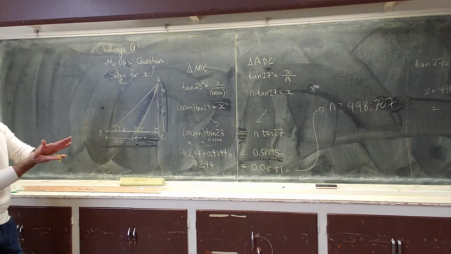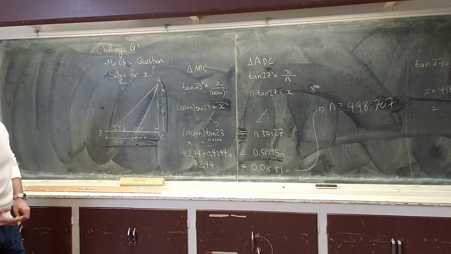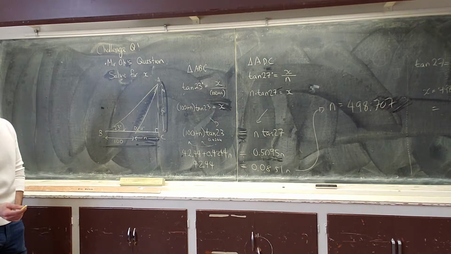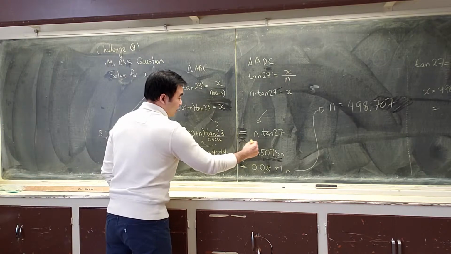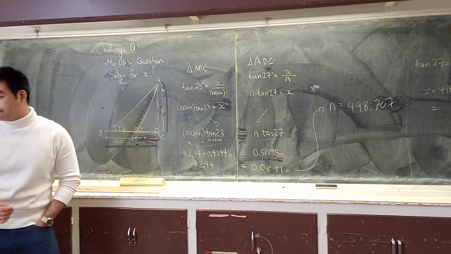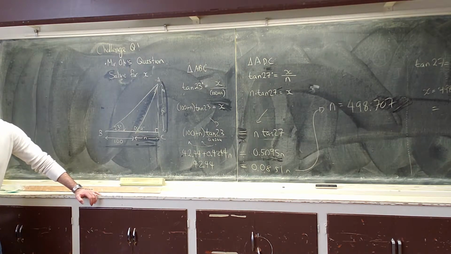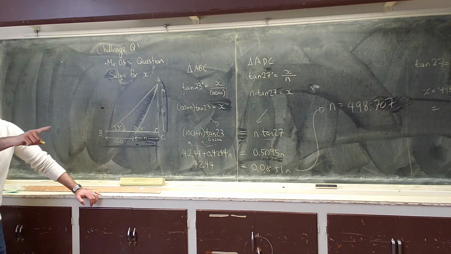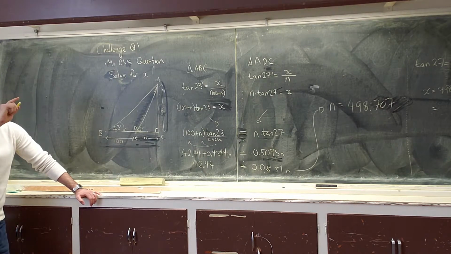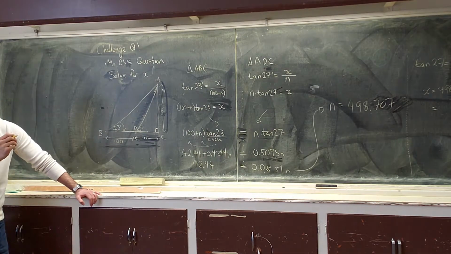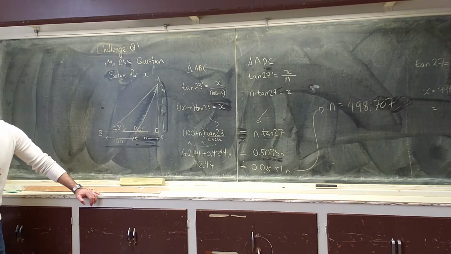As long as you're doing this right for me, because right now I don't have my calculator with me. Could everyone check tan 23 and tan 27? Tan 23 is 0.42. Tan 27 is 0.509. Okay, so we're doing it right. So then go all the way to the end. Tan 27 is equal to x over this large 498 number. What is x equal to?